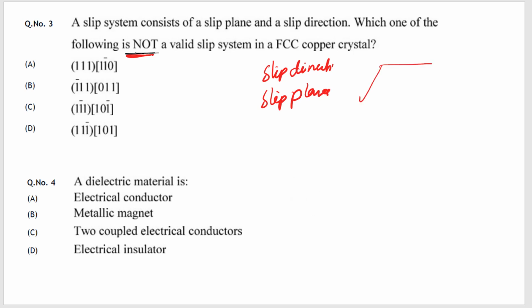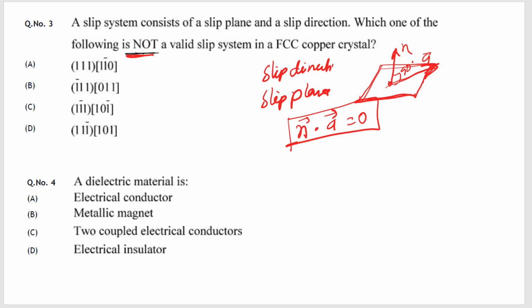Suppose this is a plane, slip plane, and direction is like this. The direction will lie on the plane. So the plane normal, this one, and the direction will have angle of 90. So whenever there is angle of 90, suppose this is n vector and slip direction is a vector, then n dot a vector should be 0. So we'll apply this logic.